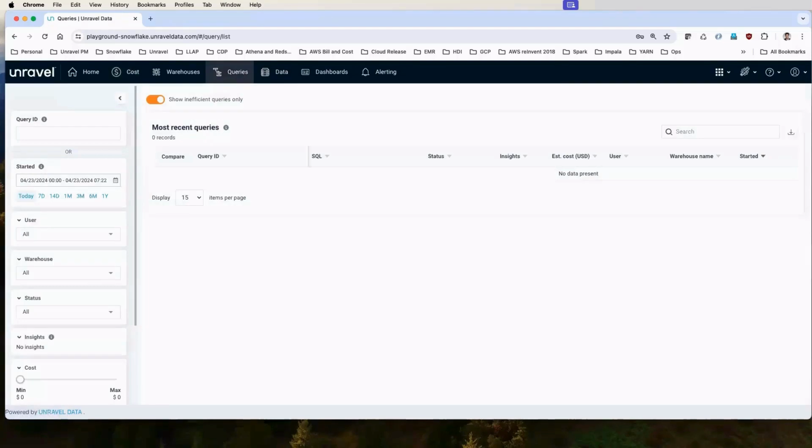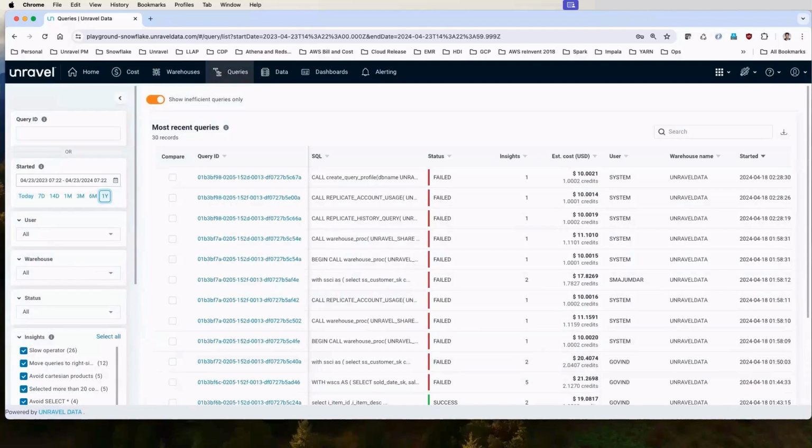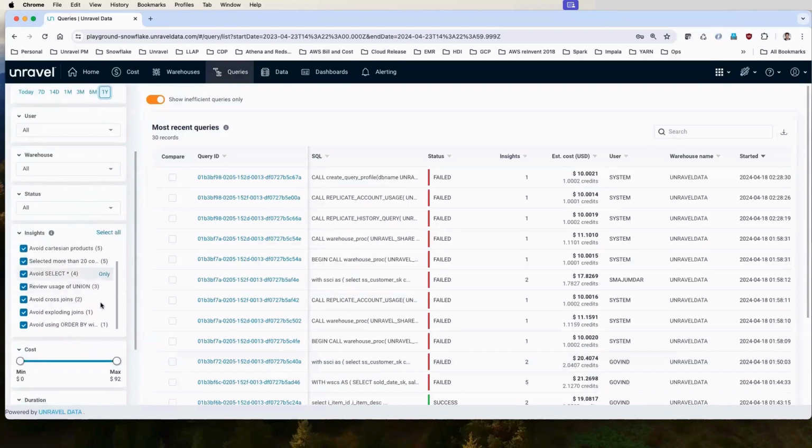On the queries page, you can easily find all the inefficient queries with all sorts of filters, such as users, duration, cost, etc. You can also select any two queries and do side-by-side comparison on the query text, performance metrics, cost, and insights. This is where you will find the different types of query insights that you first saw in the health check page.